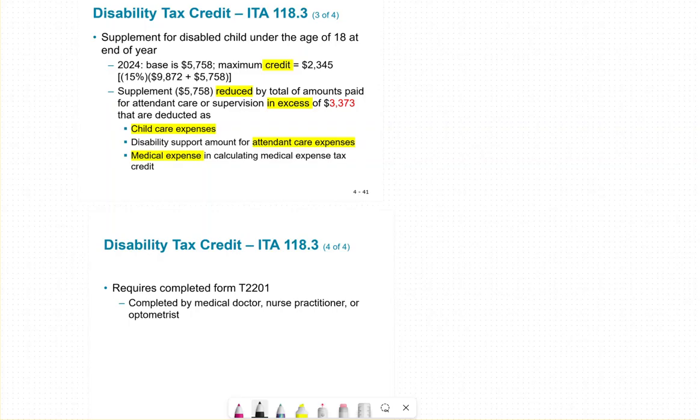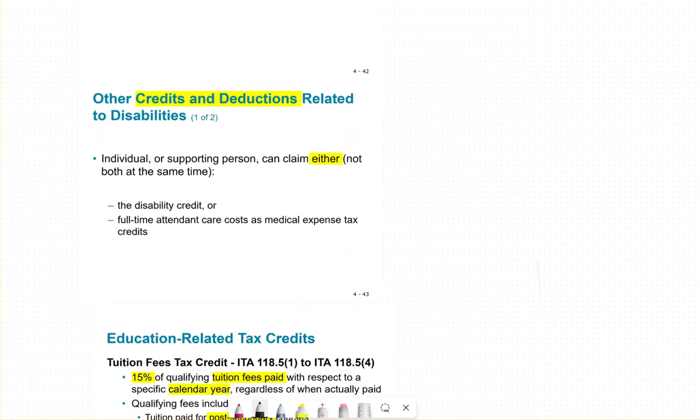Now, in order to have a disability tax credit, we are required to submit form T2201 for that child. Who is going to complete this? A medical doctor, a nurse, or somebody who is a qualified person is required to complete that.